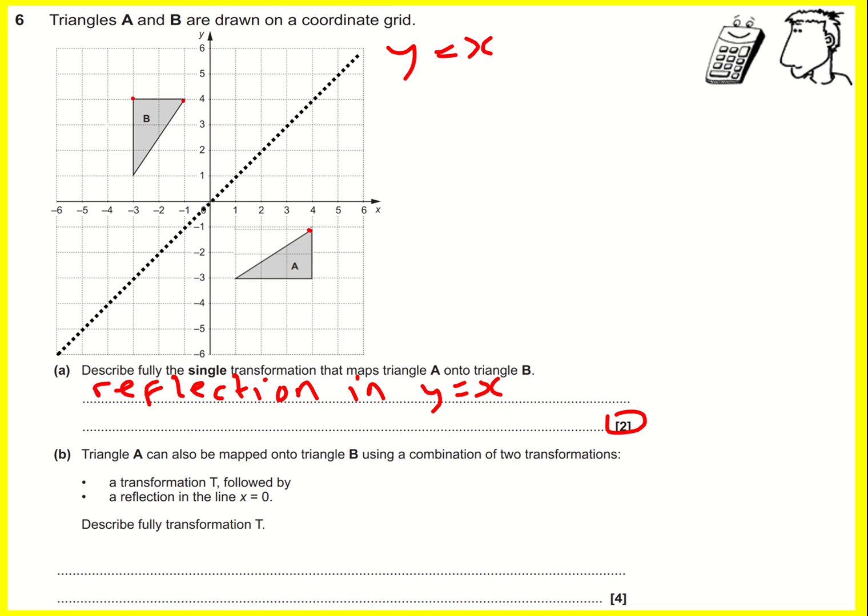Triangle A can also be mapped onto B using a combination of two transformations: a transformation T followed by a reflection in the line x equals 0. Describe fully transformation T. Well, I think the thing to do here is do the reflection in the line x equals 0 of the final one. So we're actually going to, oh wait, x equals 0 is here.